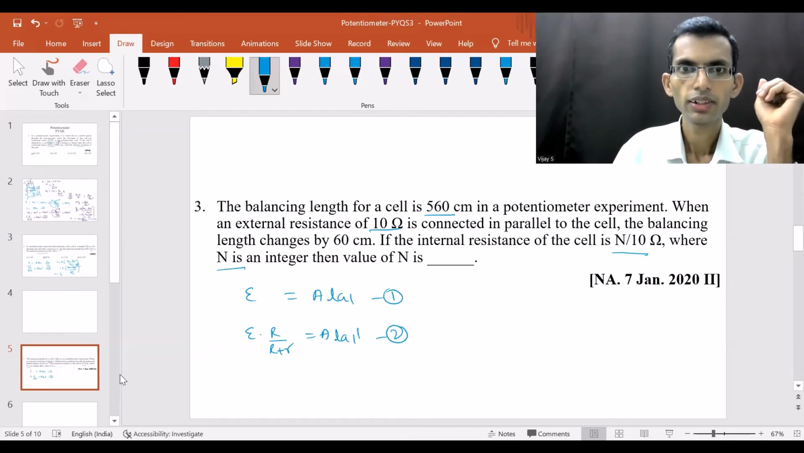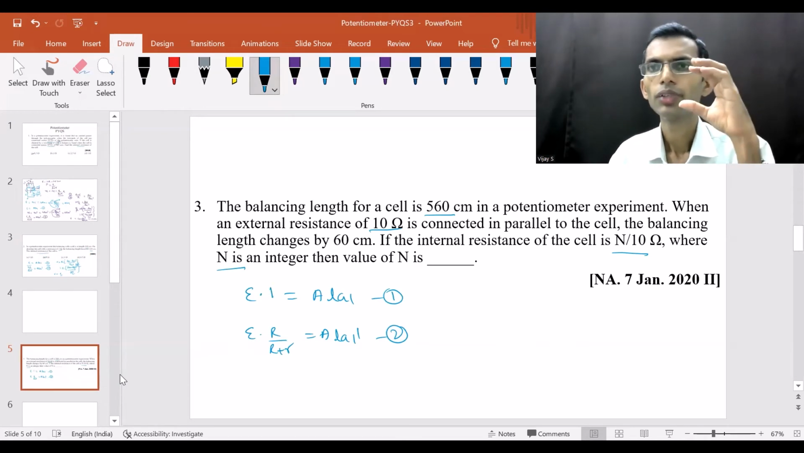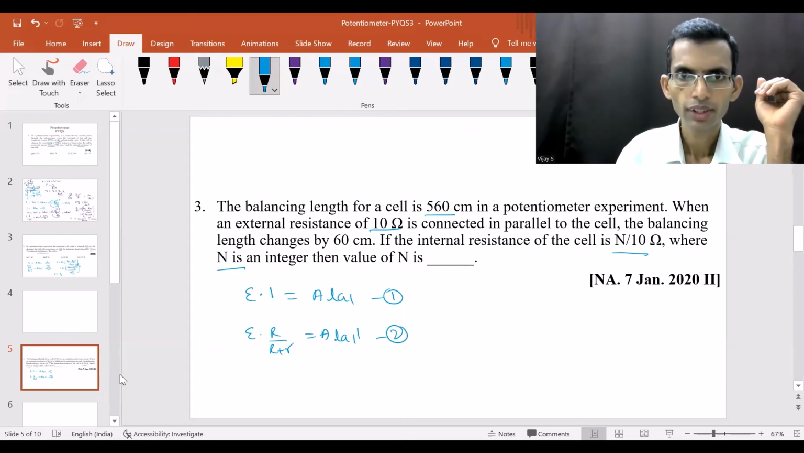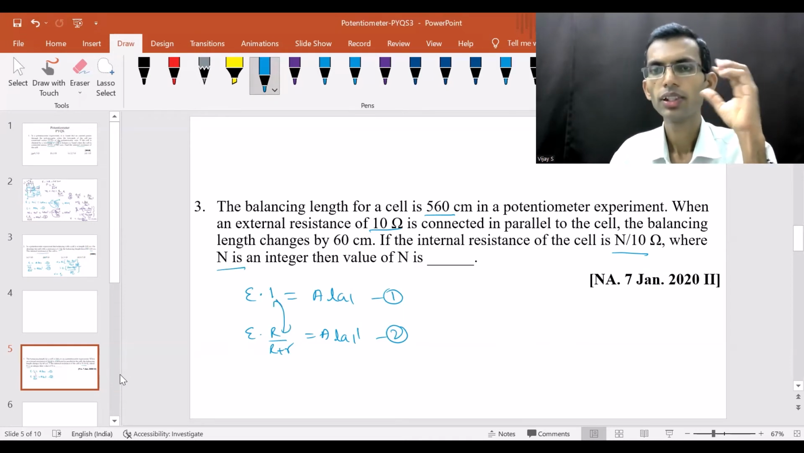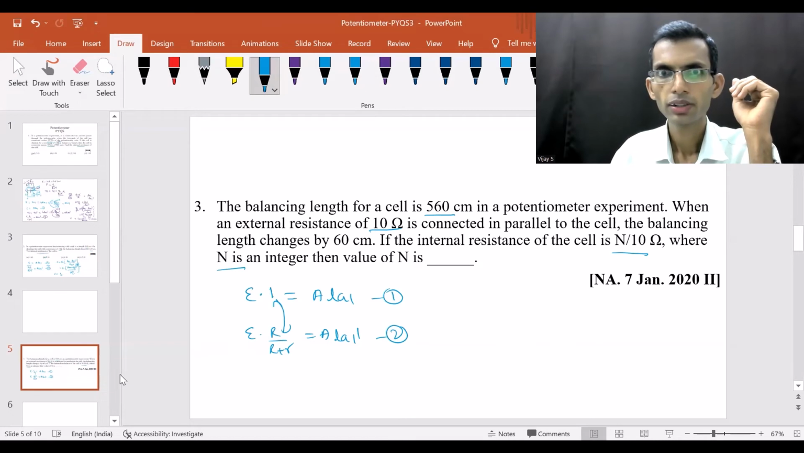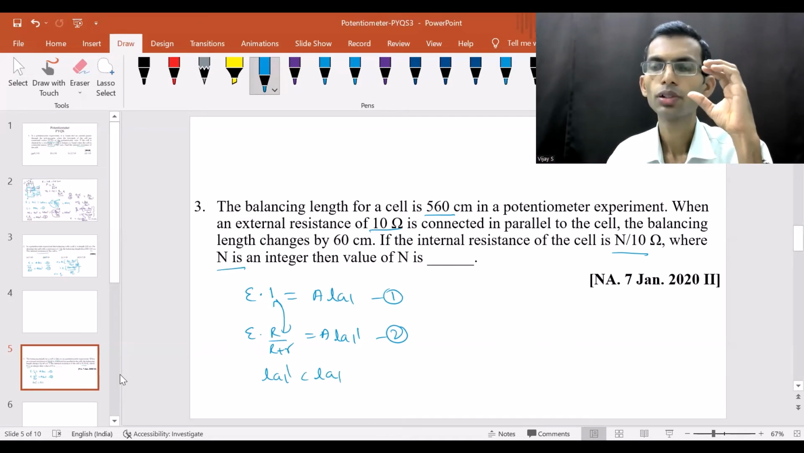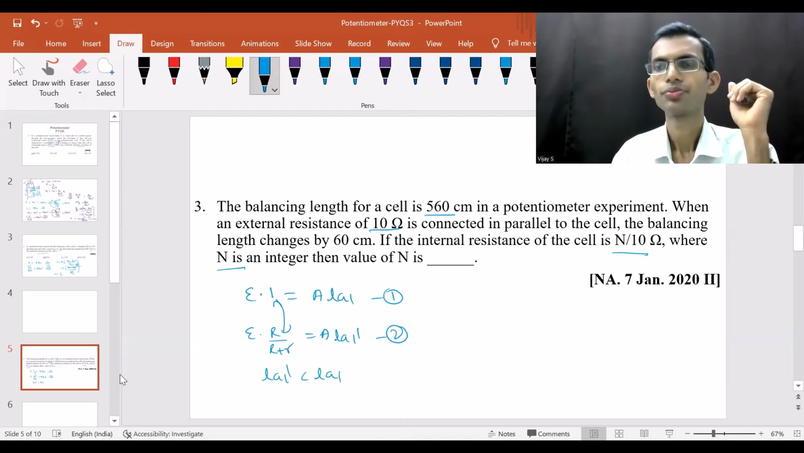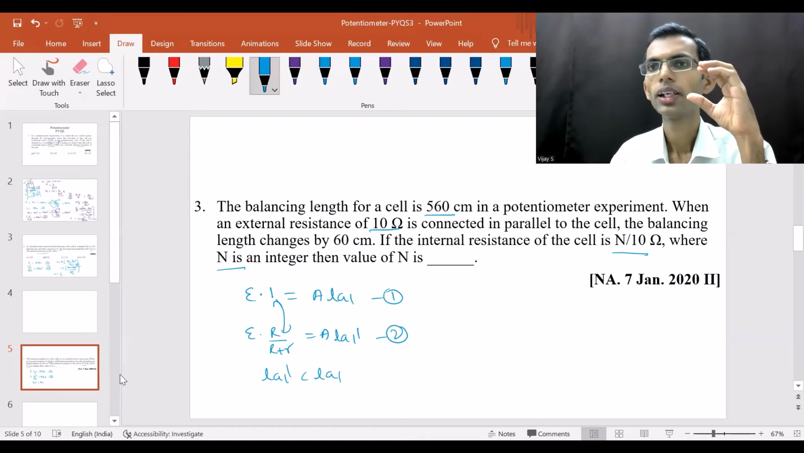So here we can write it as E into 1 also. E into 1 is equal to E only. So when we compare these two equations, you can see here R by (R + r) is going to be a little lesser than 1. So L1' is going to be a little lesser than L1. Here he gave change 60 centimeters. Change 60 centimeters means L1' is going to be 60 centimeters lesser than L1.